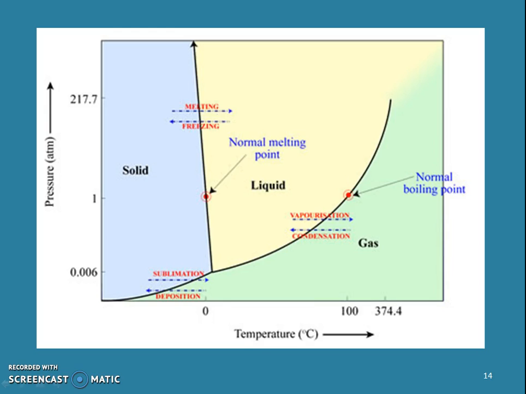So again, here are some other representations. Another thing to note is the normal melting and normal boiling point is going to be at standard pressure. So we want to keep that in mind as well. Standard pressure is where your normal melting or freezing and your normal boiling occur.